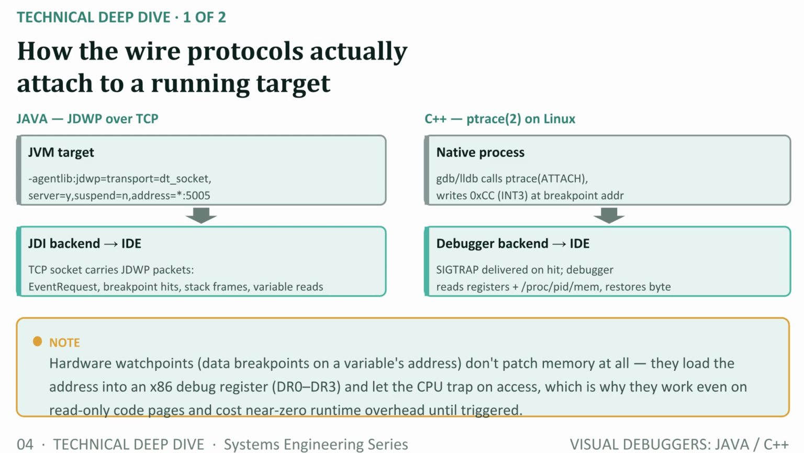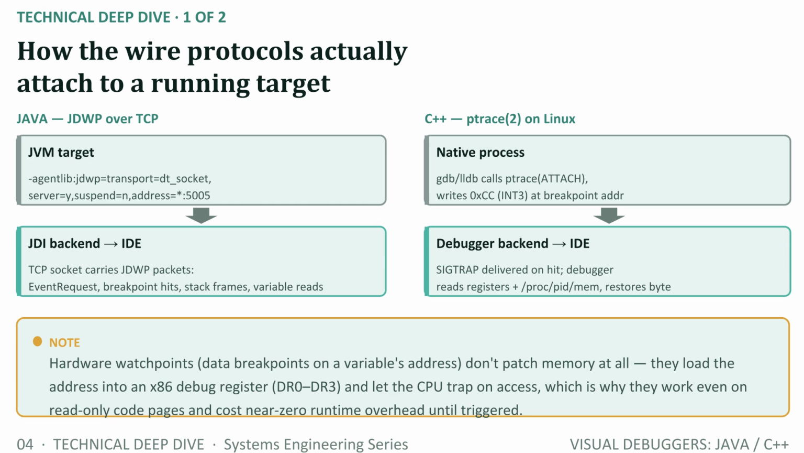Hardware watchpoints, data breakpoints on a specific variable, don't patch memory at all. They load the address into an x86 debug register and let the CPU trap on access. That's why they work even on read-only code pages and cost almost nothing until they actually trigger.